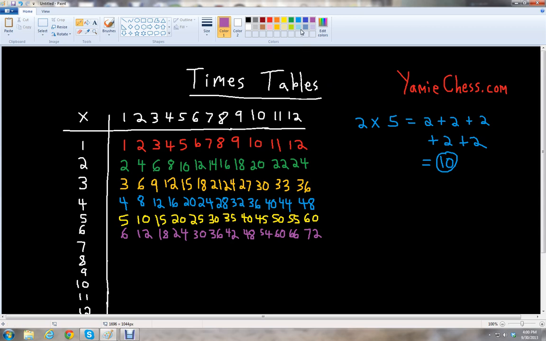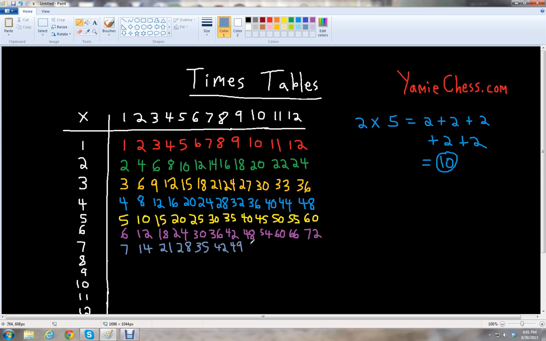Now let's look at the 7s. 7 tables. So we have 7 times 1 is 7. 7 times 2, another 7 is 14. 7 times 3, so another 7 is 21. 7 times 4, so another 7 is 28. 7 times 5, 35. 7 times 6, that'd be 42. 7 times 7 is 49.